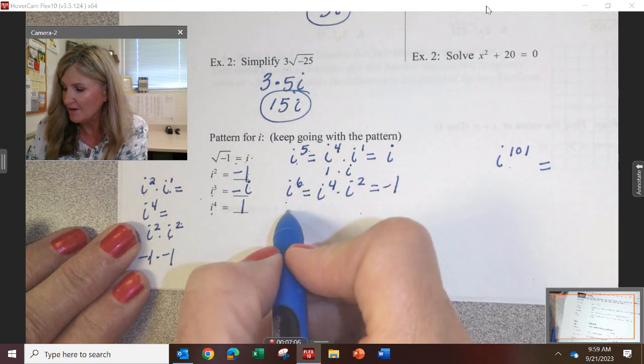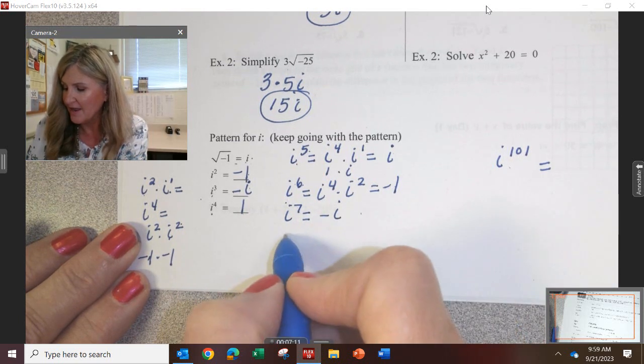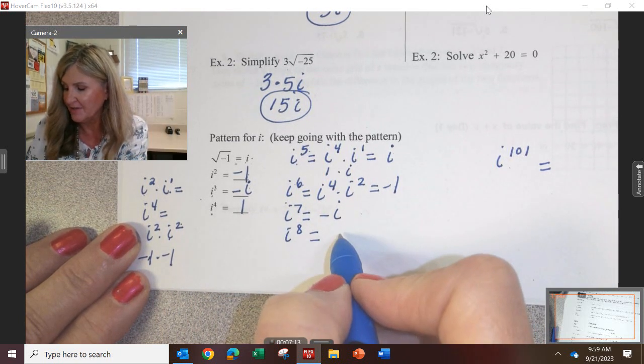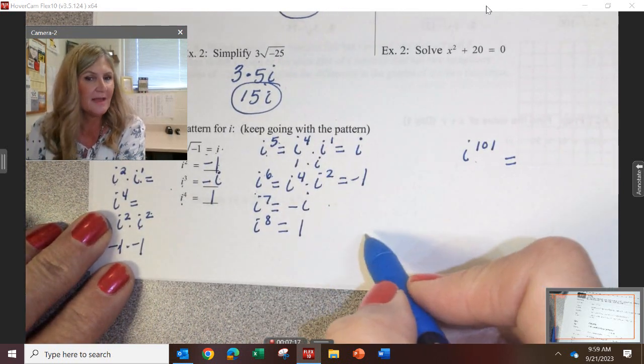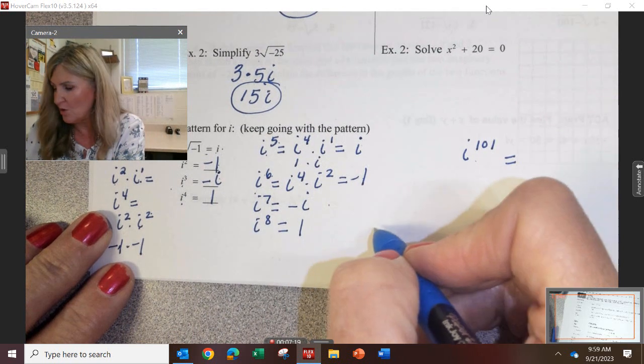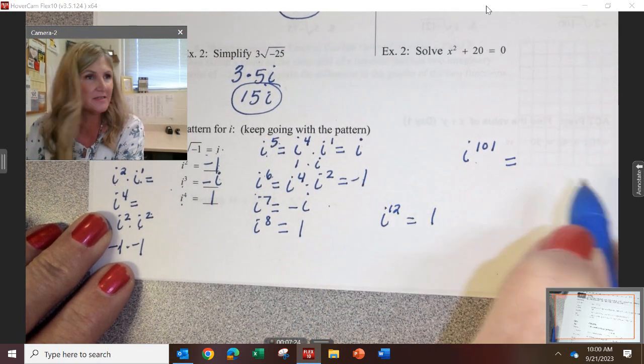i, negative 1, negative i, 1. i, negative 1. What do you think i to the seventh is going to be? Negative i. And what do you think i to the eighth is going to be? 1. When is the next time I'm going to get 1? i to what power is going to give me 1? i to the 12th, right?